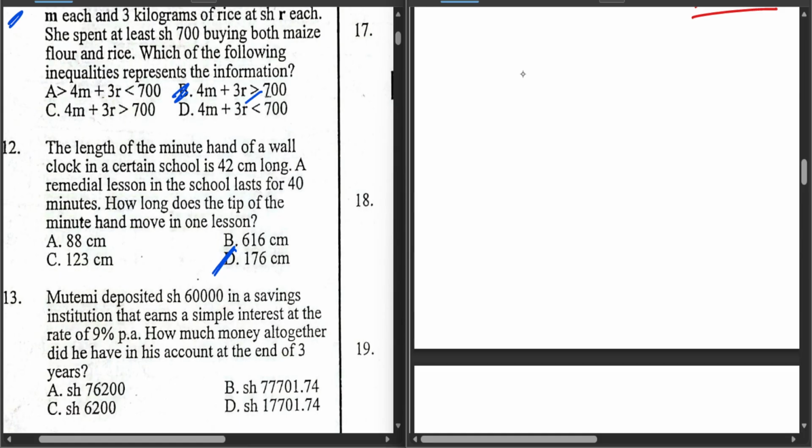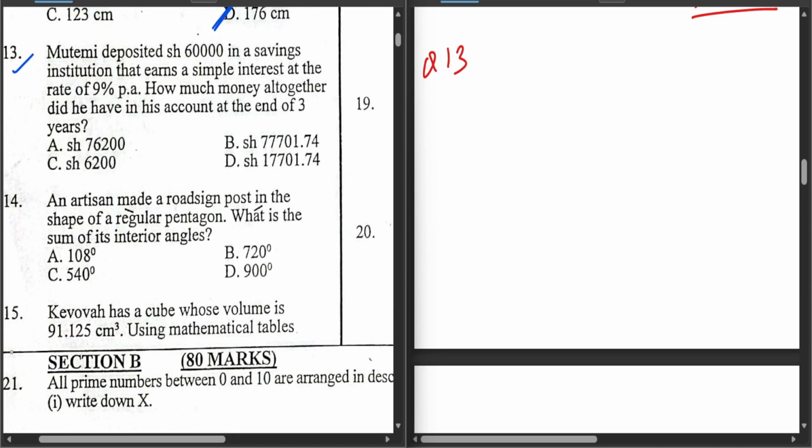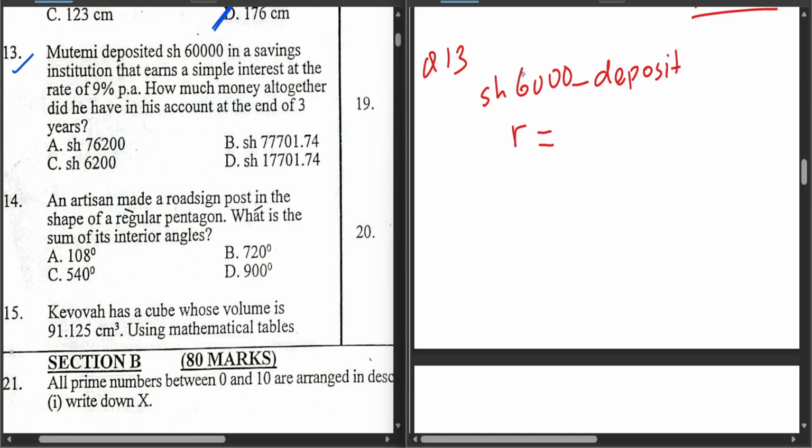Now let's go to question 13. Question 13, which is this: Mutemi deposited 6,000 shillings in a savings institution. That earns a simple interest at the rate of 9% per annum. How much money altogether does he have in his account at the end of the 3 years? So the time period is 3 years.